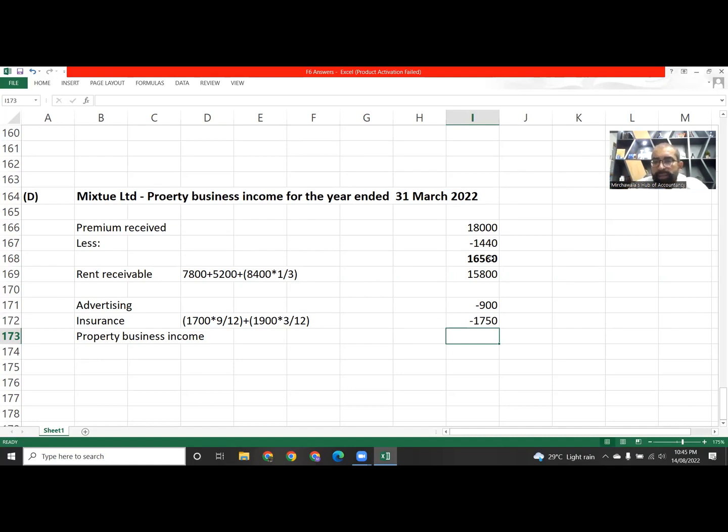The above two, see, this is the income. 16,560 is your first income. Rent receivable is your second income, and these two are your expenses. So how to calculate the total property income? This is 29,710. 29,710 is your total final property income.